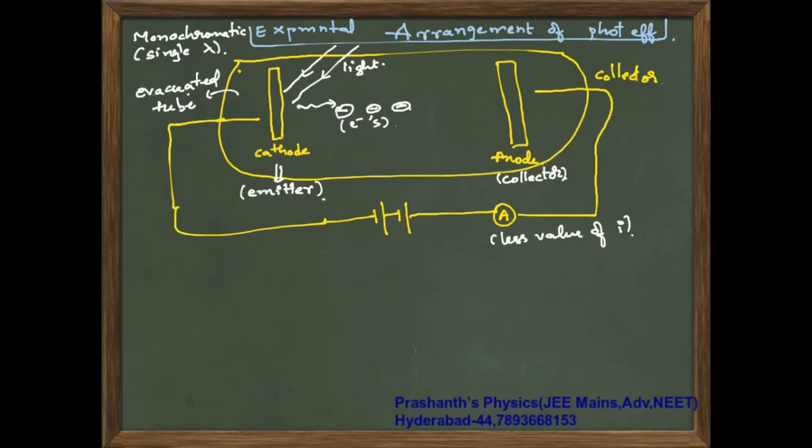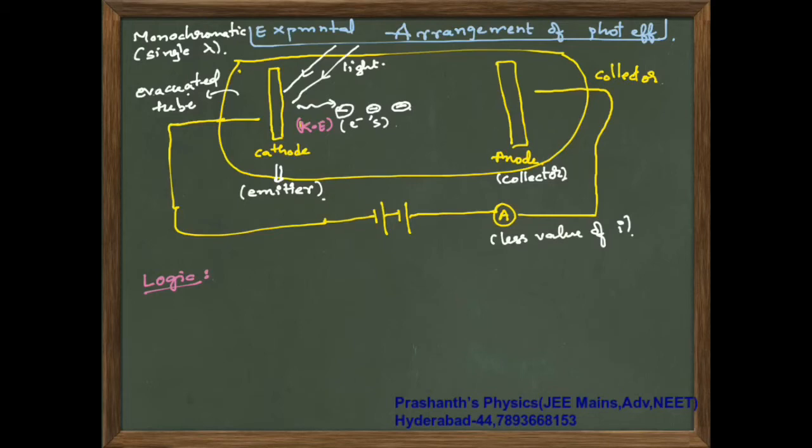When they are being sent out like this, these electrons will have some kinetic energy. Now for charged particles, we cannot directly measure the kinetic energy. All right, now let's continue. So when light is falling, electrons are being emitted. Now I will tell you the logic, why this arrangement.